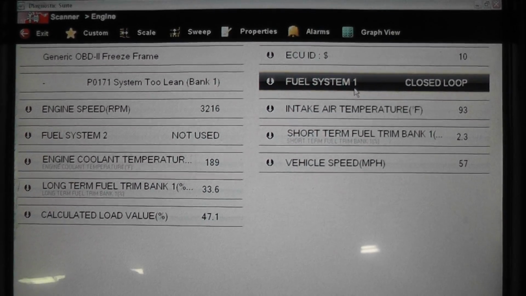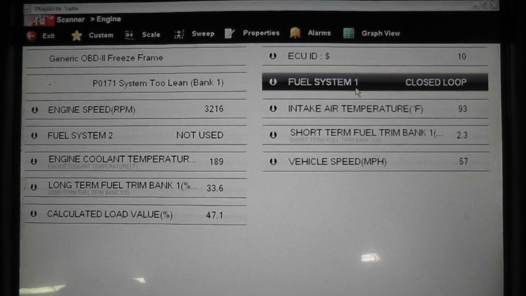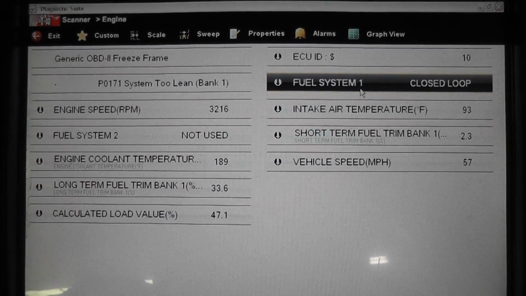All right, we got the repair done. We believe this car is fixed. We're gonna take it for a test drive and see for confirmation.